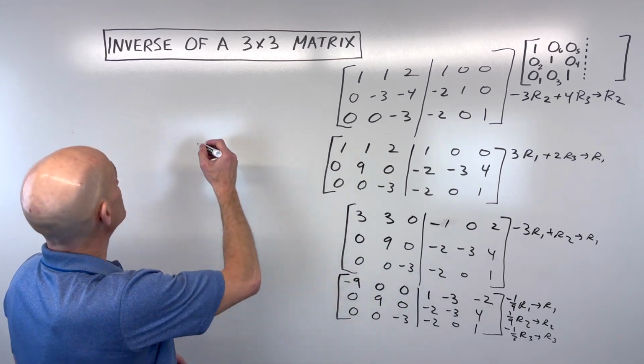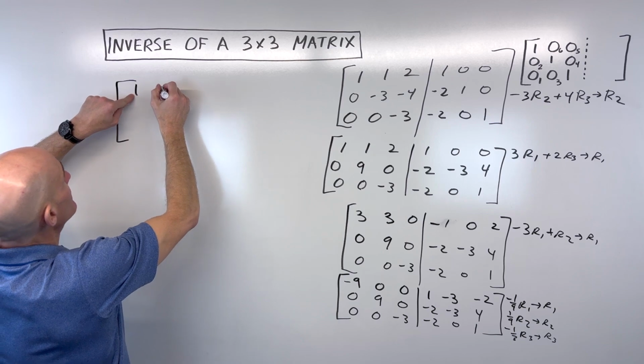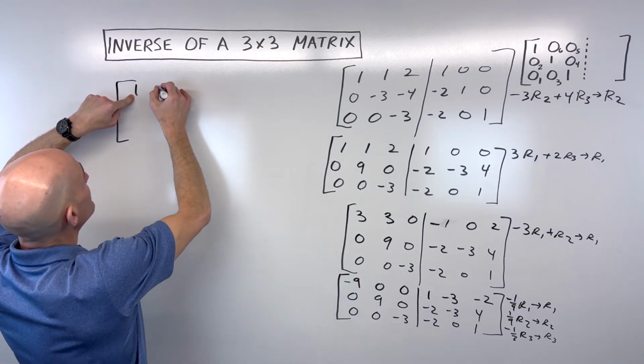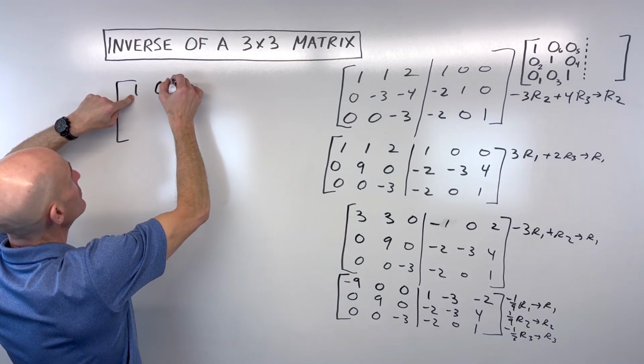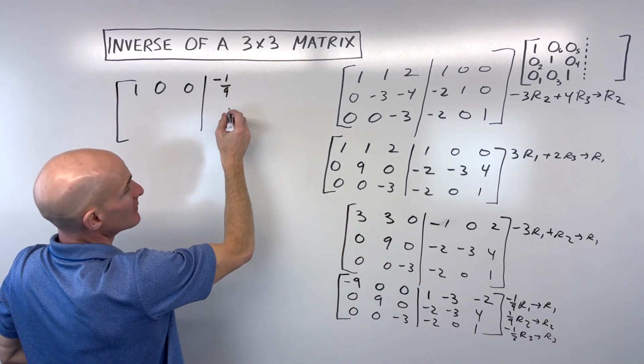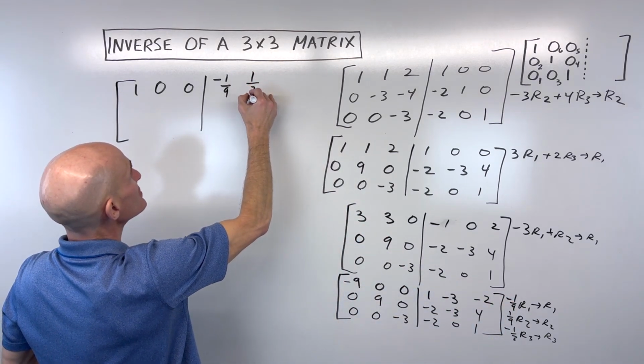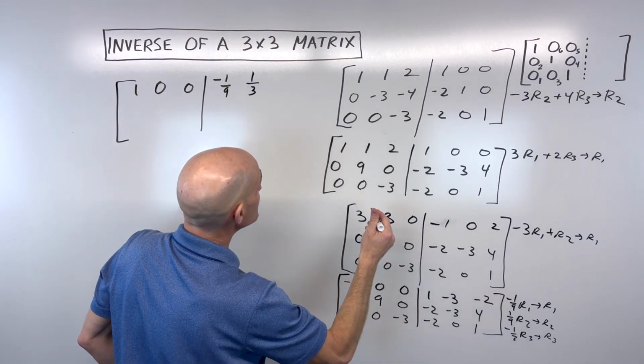So let's do that. So what do we have here? We've got 1, 0 times negative 1/9 is 0, 0. This is going to come out to negative 1/9. This is going to come out to 3/9, which is 1/3. I'm just reducing. And this is going to come out to positive 2/9.